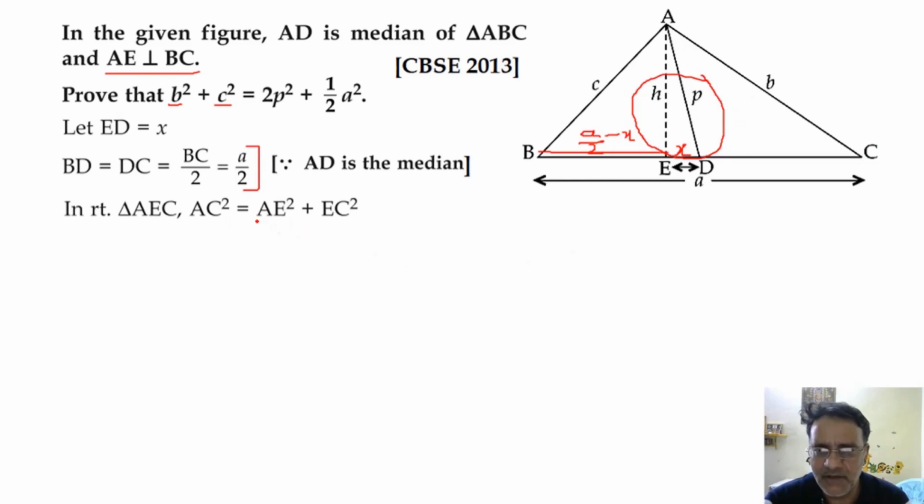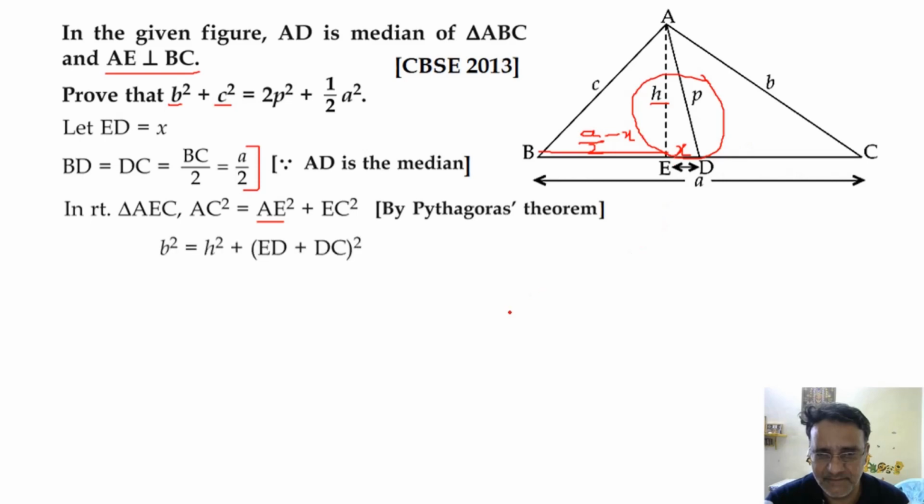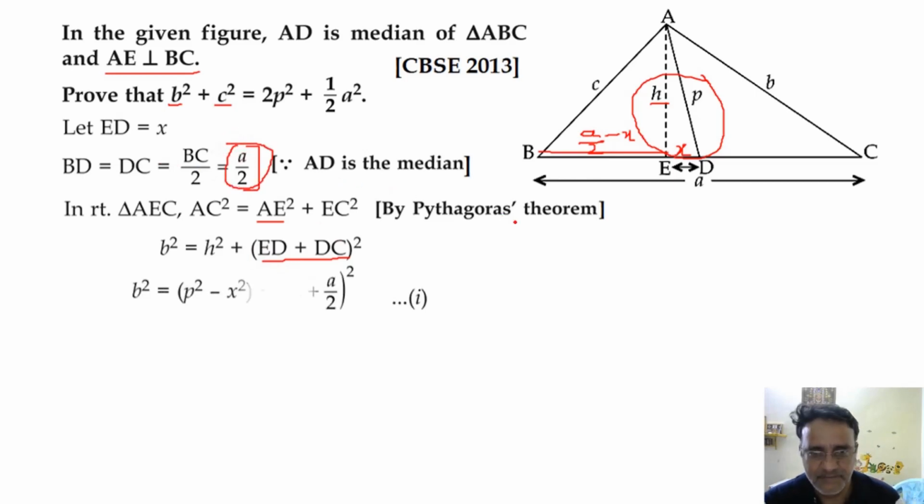Now AE is H, and how will you write EC? A by 2 plus X. Okay, that is ED plus DC, and DC is A by 2. Is this clear? And H square, just now I told you that P square is equal to H square plus X square. So H square we can write as P square minus X square.